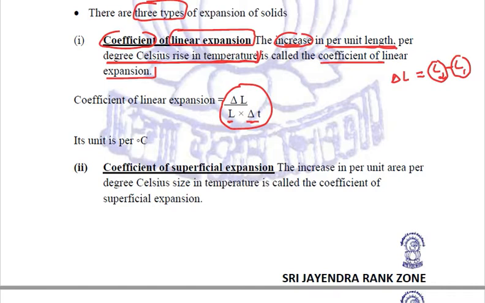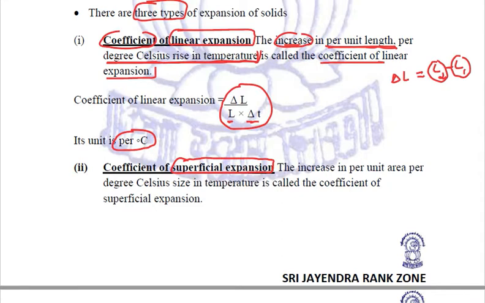Got it? Now the unit of the coefficient of linear expansion is per degree Celsius. That is, how much length is getting expanded per degree Celsius. This is the first type of expansion of solids. The second is superficial expansion.